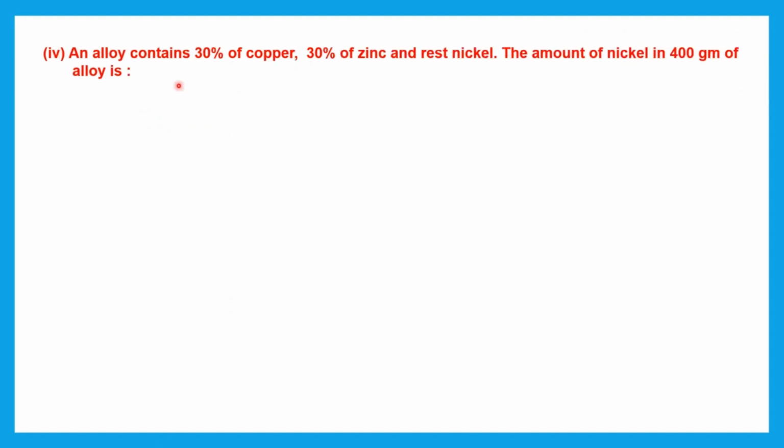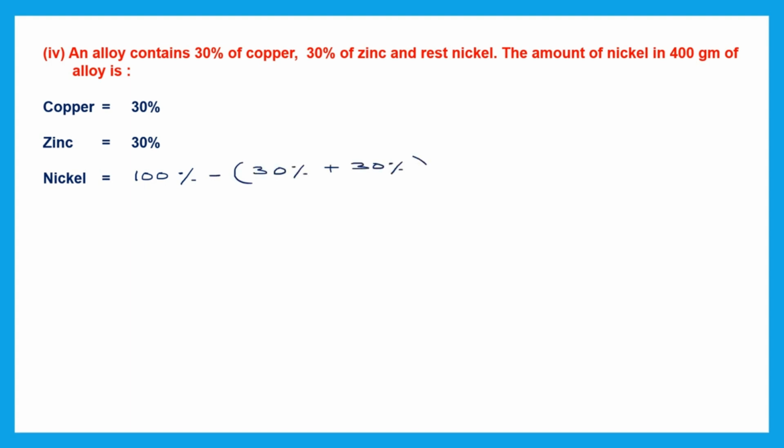Question 4. An alloy contains 30% of copper, 30% of zinc and the rest nickel. Now the amount of nickel in 400 grams of the alloy is, that's a question. So here we know that copper is 30%, zinc is 30%. So that nickel will be, now totally you know it is 100%. So 30 plus 30 is 60 and 100 minus 60. So we'll write that. So 100% minus, if we add copper and zinc and then subtract. So here this will be 100% minus 60%. 100 minus 60 is 40. So nickel is 40%.